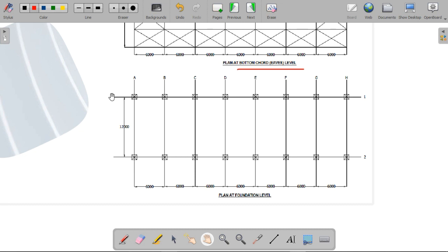So 12 meter is the grid distance between the first column line and the second column line, and along the length of the shed you can see there are a number of column lines, so a number of grids, which will help us to identify the number of trusses.